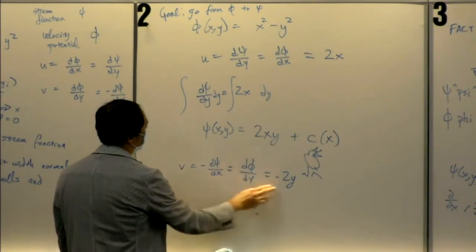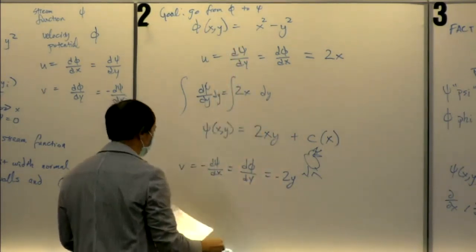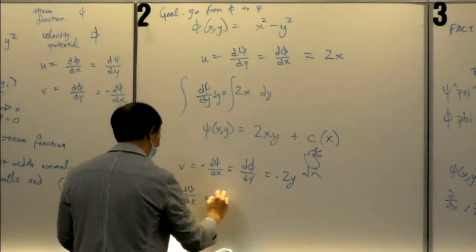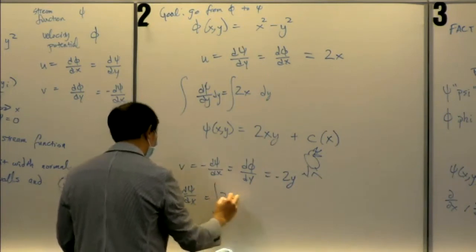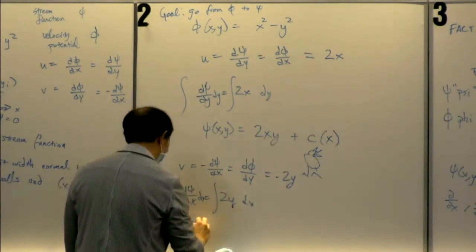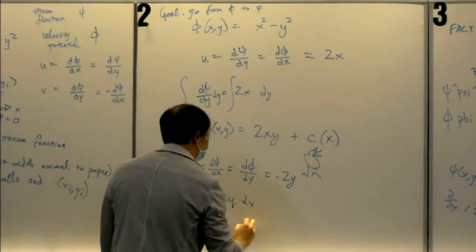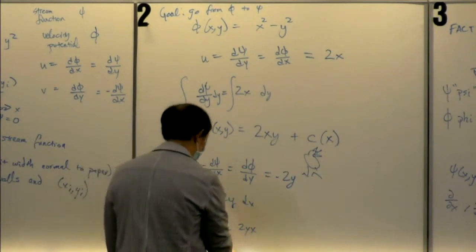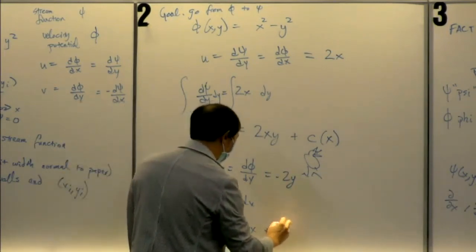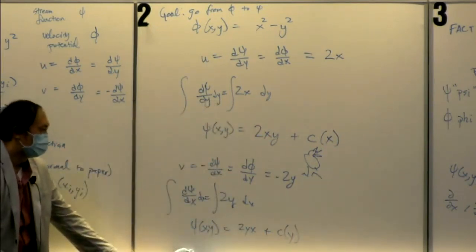All right, so how did I get negative 2y? You take the derivative of that with respect to y, right? I get a negative 2y. Now I do the same thing. I got d psi dx is equal to 2y. Integrate with respect to, this time, x. So I get psi of x comma y equal to 2yx. All right. Plus, similar to before, except now we have a function of y, right?